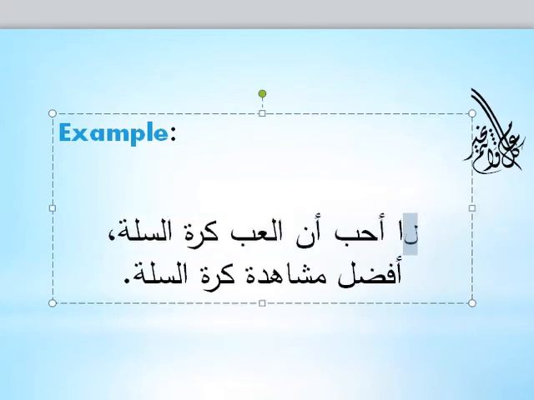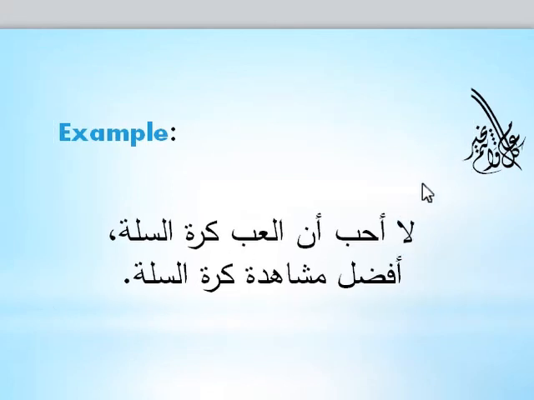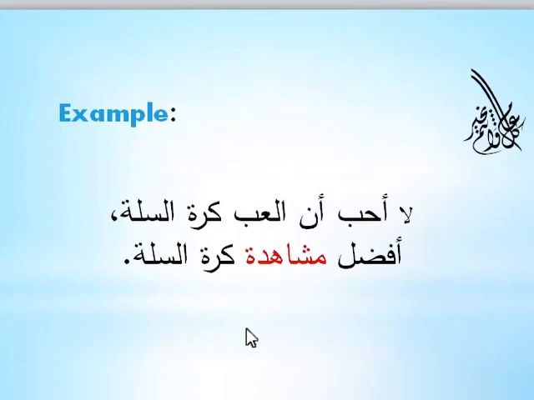You just have to love this, don't you? Okay. Here's an example. La uhib an alab kurat as-sala. Ufadal mushahadat kurat as-sala. Okay. Want to know what this word mushahada means. So, what are we saying here? I don't like to play basketball. Ufadal, I prefer watching basketball. Ufadal mushahada kurat as-sala. In this case, okay, that is the verbal noun.